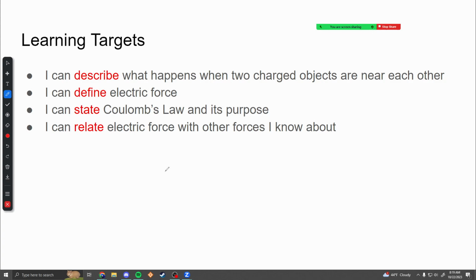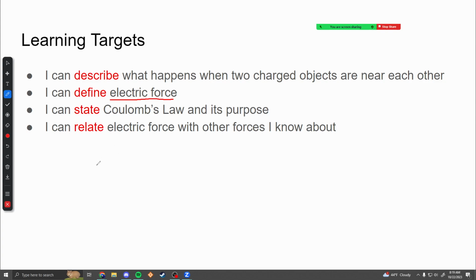I could state Coulomb's law and its purpose. Coulomb's law is going to be for electrostatic force, being able to calculate it, and we'll talk about how he came up with that. I can relate electric force to other forces that I know about. As I said, electric force is going to look quite a bit like gravitational force in terms of its form.